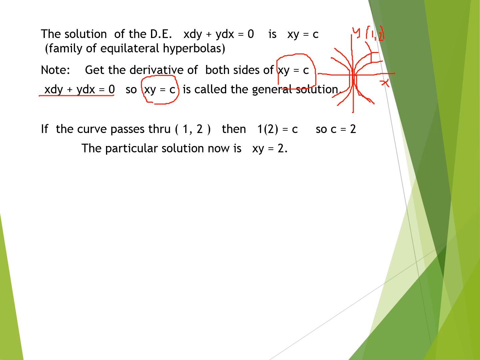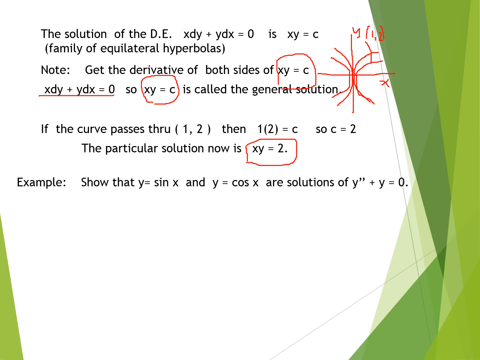This will represent one curve of the family of hyperbolas. Now here, we have a particular solution which is xy equals 2, because we have determined already the value of c. Observe that this is just a first order differential equation, so expect that we have only one arbitrary constant.